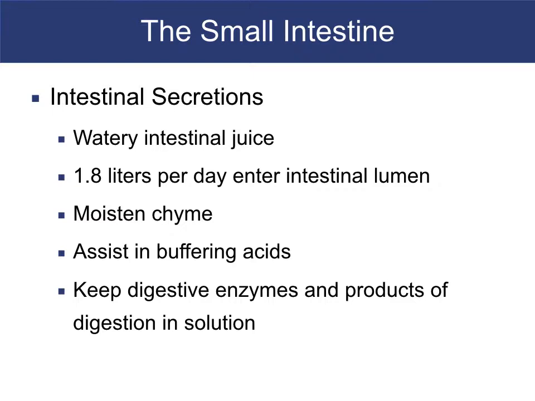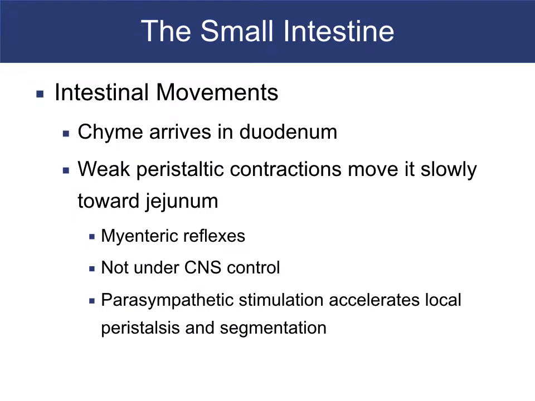Intestinal secretions. The intestines make lots of juice. 1.8 liters per day. That's basically 2 quarts a day. About this much. That's 2 liters. No, it's not. That's a liter. So this is about a liter. So 2 of these is how much fluid the small intestine makes and pours into your bowel every day. I'll just leave it at that.